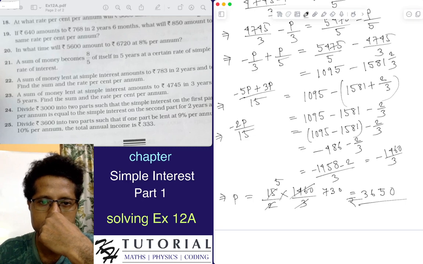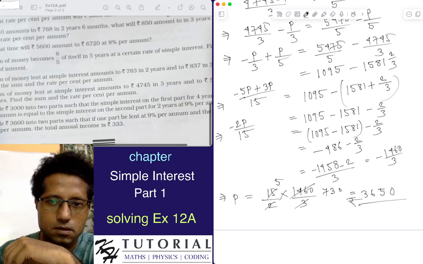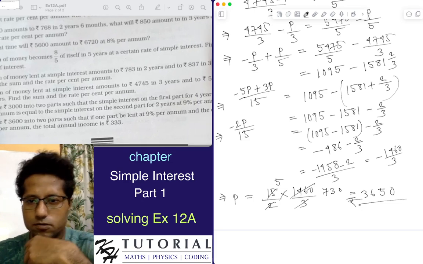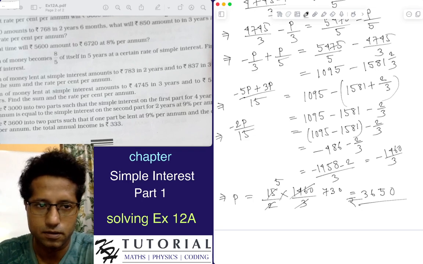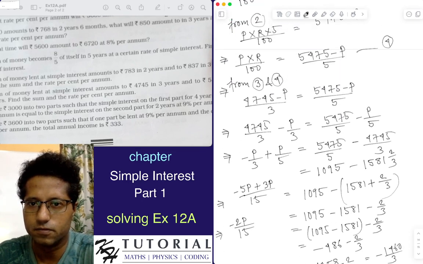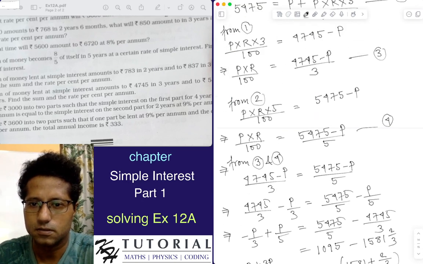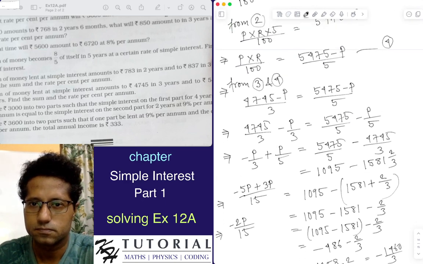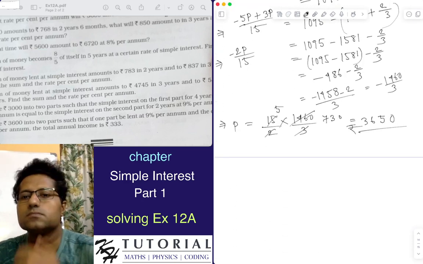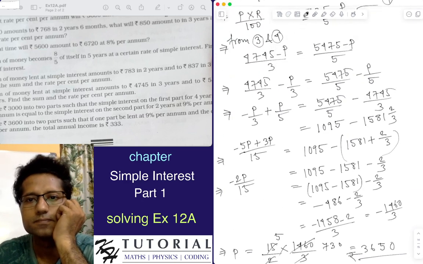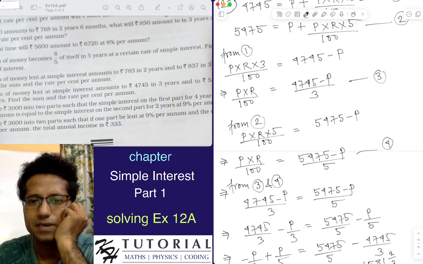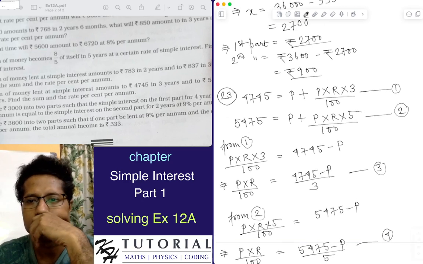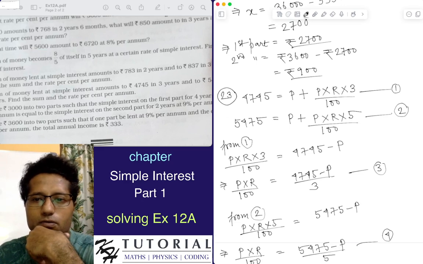Okay, so P is 3650 and then we have to find the rate percent. What will be the rate percent? P is 3650. What is the rate percent? Now we can put the value of P in equation 1 and find the value of R.